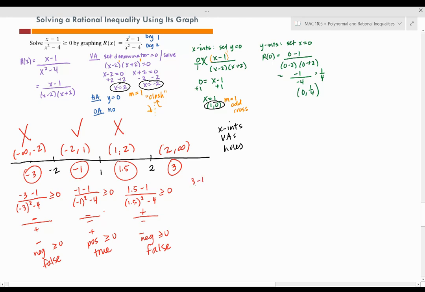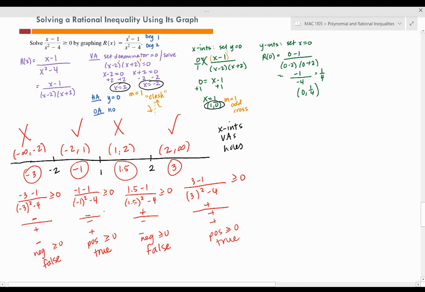So 3 minus 1 over 3 squared minus 4 is greater than or equal to 0. So that's a positive number. And 3 squared is 9. 9 minus 4 is positive. A positive divided by a positive is a positive number. And positive numbers are greater than or equal to 0. So that's true. So I like that region.